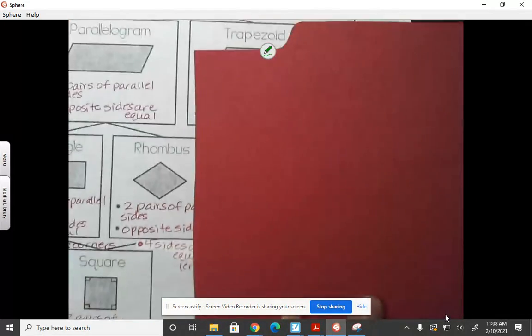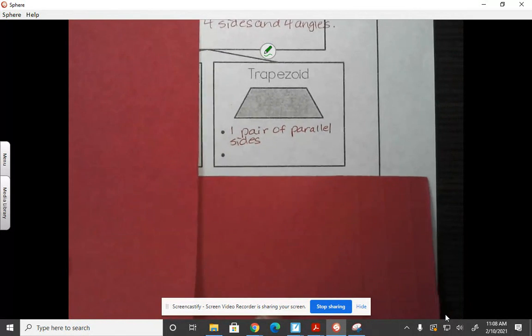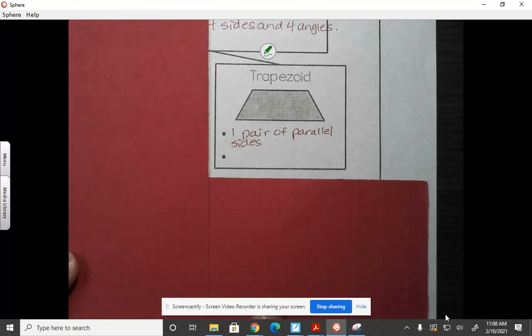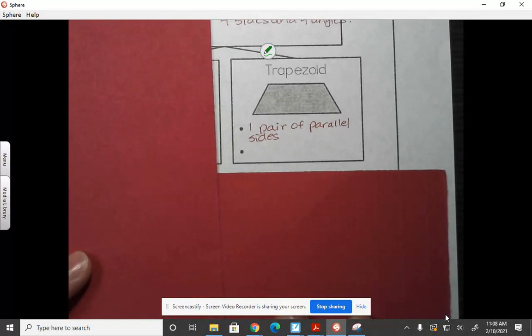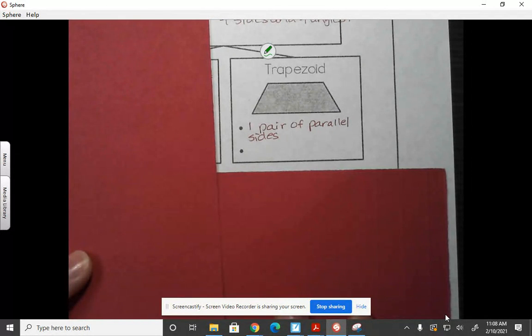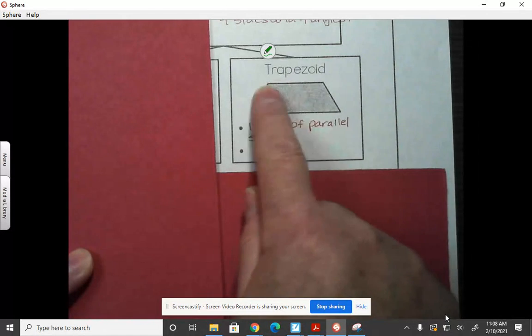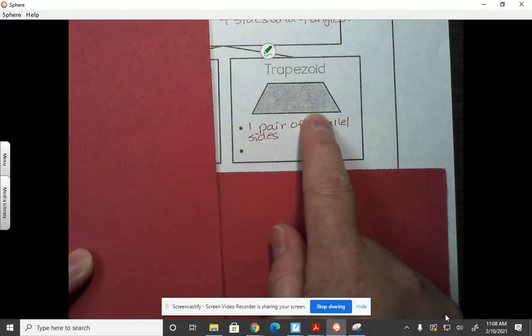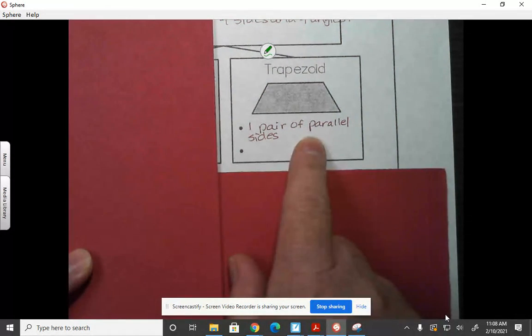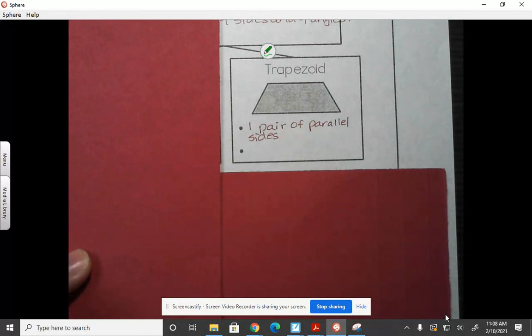And then the other part is a trapezoid. For our 3rd grade learning about shapes, we're just going to say a shape, we can call it a trapezoid if it has 4 sides and 4 angles, and it has 1 pair of parallel sides. We're going to give it the special name trapezoid. So you can pause the video and write that down.